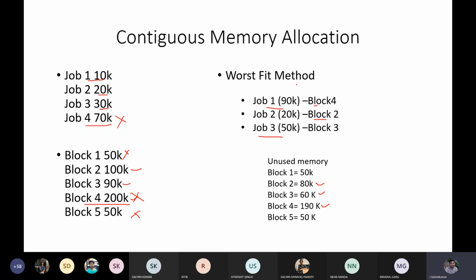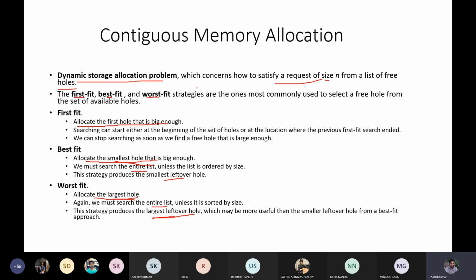Okay. So this is how the best fit, worst fit, and first fit methods allocate the dynamic storage in memory based on the holes available for that particular process. Is this clear? Yes, sir. Okay.